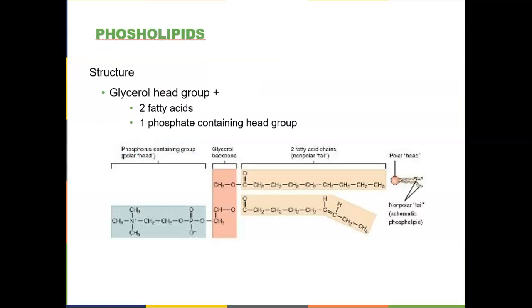Then the second lipid is phospholipids. These are very similar in structure to fats and oils. So you start with your glycerol head group, and this picture also got fuzzy, but here's 1, 2, 3 carbons on your glycerol, and instead of having a third fatty acid chain on your glycerol, there is this phosphate containing head group here. The important thing to note about this head group is that this negative charge right here, this full negative charge, makes it very polar.